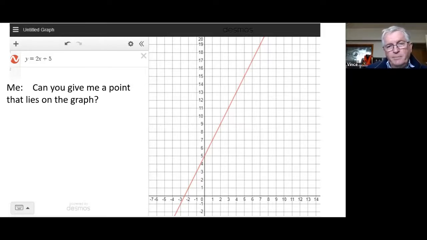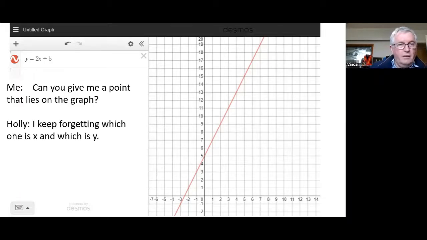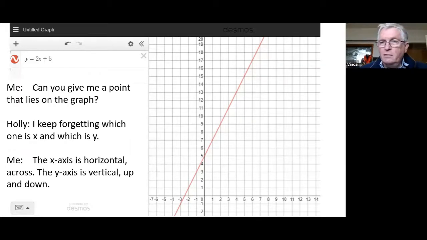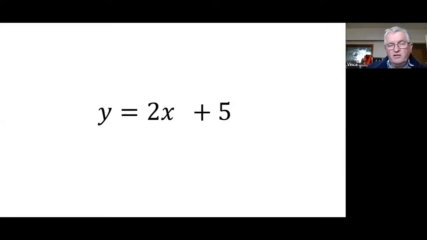That's pretty basic, but I know from listening to Di Seaman's team in Australia, we take that for granted that students make that relationship between a line and the ordered pairs that lie along that line, let alone the location of those ordered pairs. Can you give me a point that lies on the graph? Holly says, I keep forgetting which one is X and which one is Y. Okay, so I tell her X is the horizontal across and Y is the vertical up and down.